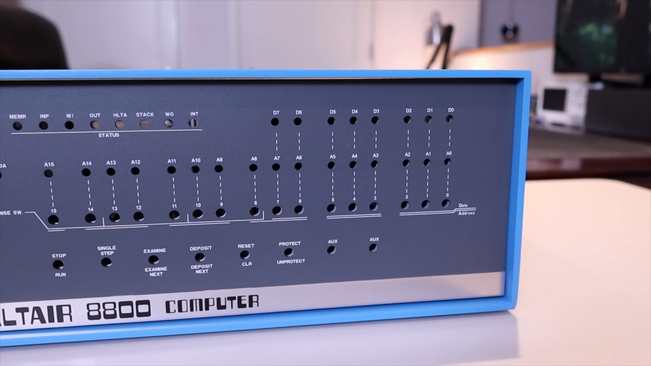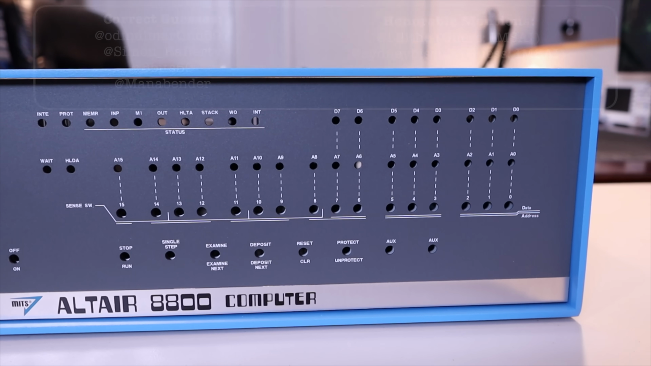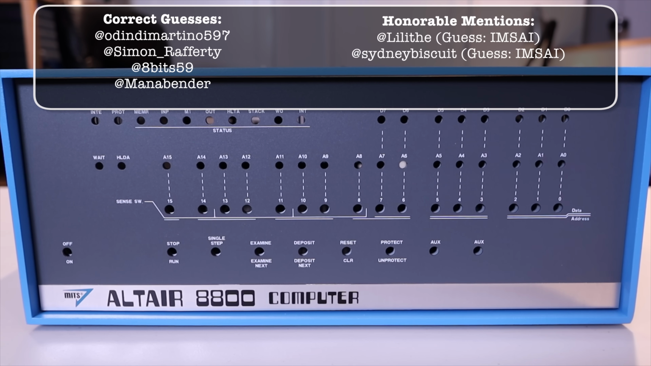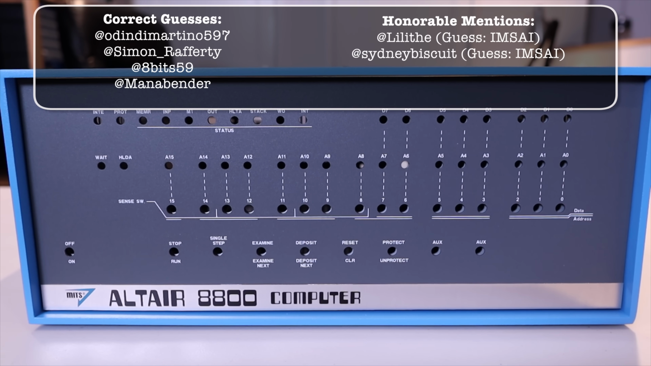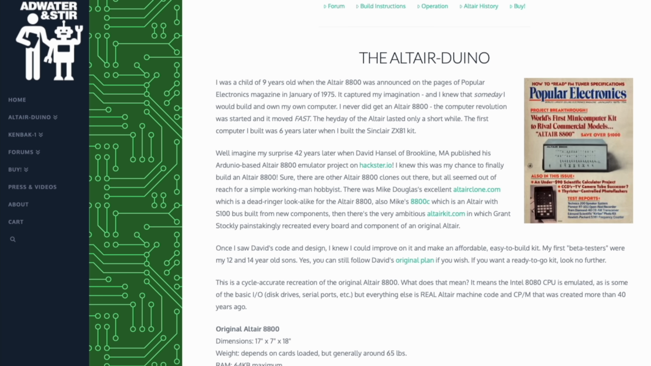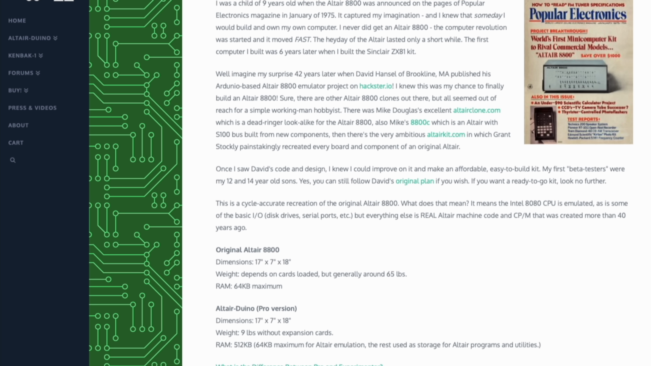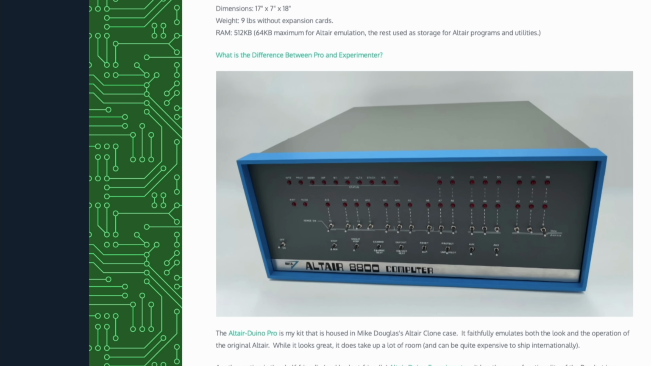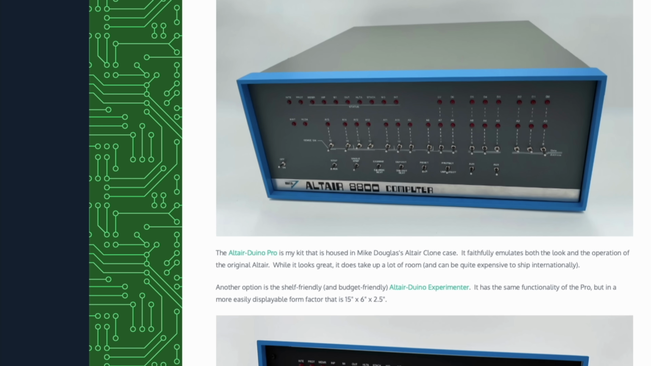This is a case for an Altair 8800. But to be clear, it's not an original case, because who knows how much one of those is these days. This is a reproduction Altair case that I picked up from Adwater and Stir, and it's based on the drawings by Mike Douglas, or D-Ramp as he's known in the Altair universe.